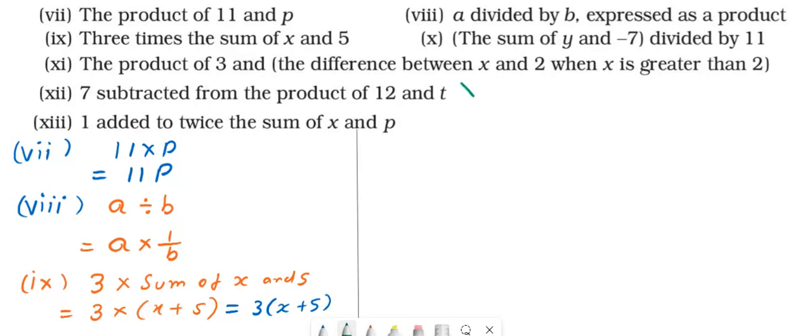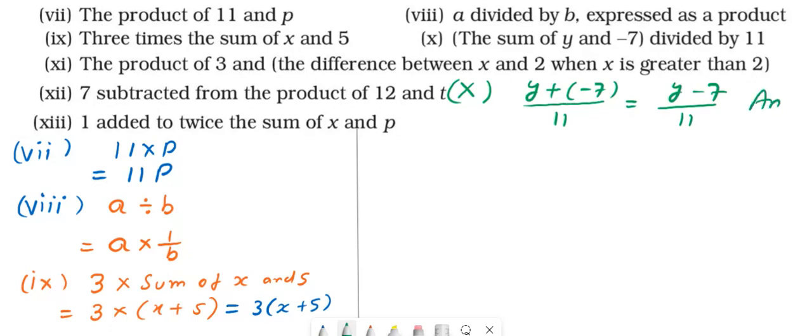Now beta, 10th part, the sum of y and minus 7 divided by 11. So beta, it would be y minus 7 upon 11. Answer.